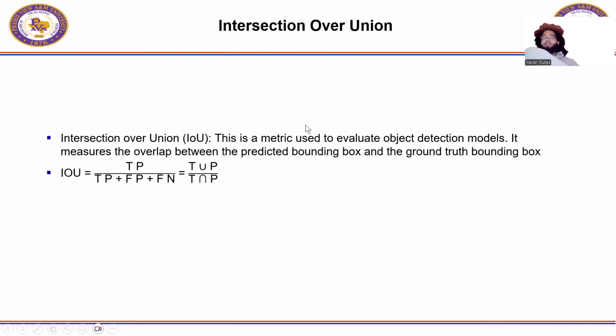Another metric of evaluation is IOU. Great for determining the cost or the loss function is IOU. This metric is used to evaluate object detection models and measures the overlap between the predicted bounding box and the ground truth bounding box. So let's say I have here a great.